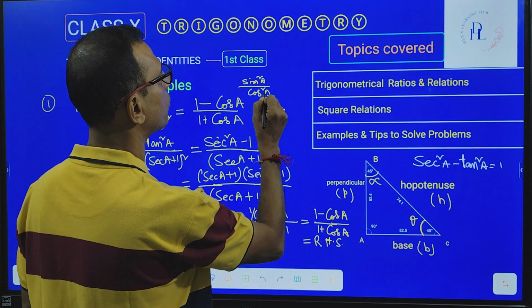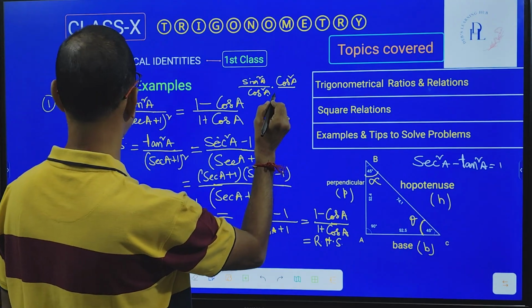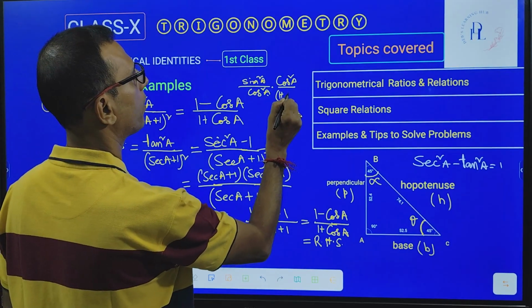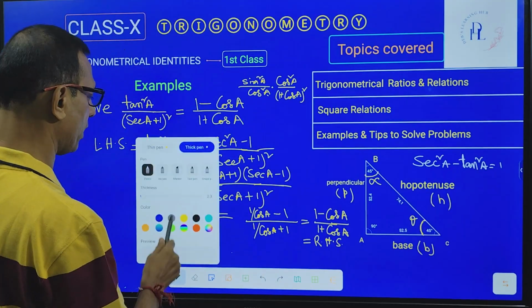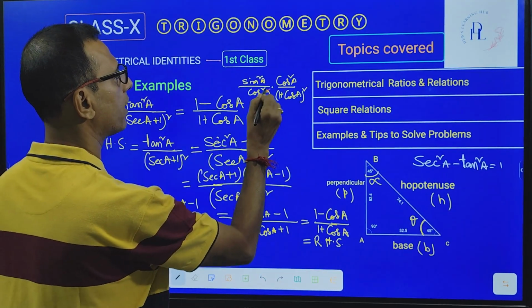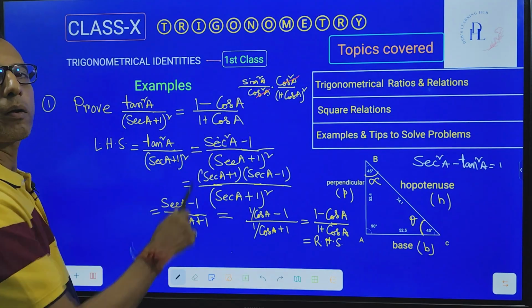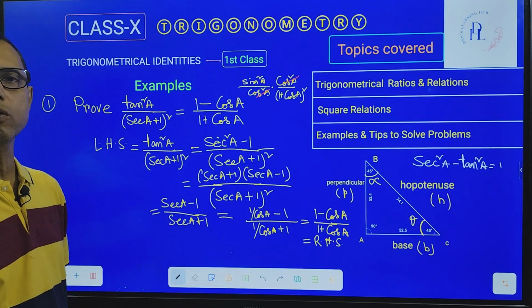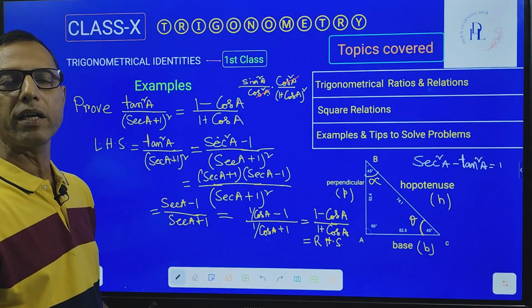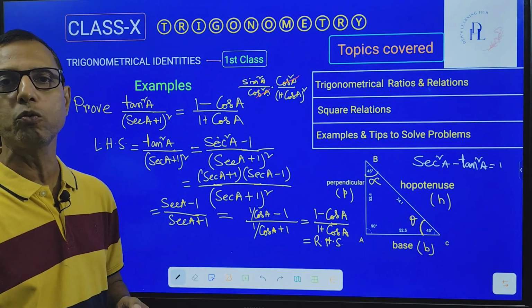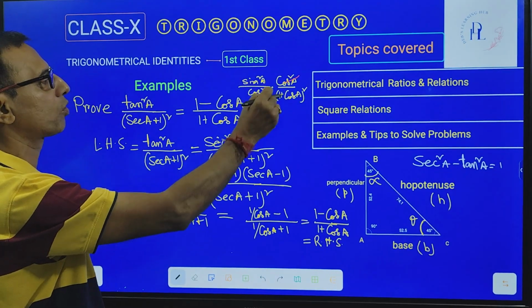That means this is cos square A by 1 plus cos A whole square. So cos square A and cos square A, you can straight away cancel. So sin square A by 1 plus cos A whole square. Sin square A means 1 minus cos square A, because sin square A plus cos square A is 1. So 1 minus cos square A, using the A square minus B square formula, is 1 plus cos A into 1 minus cos A, and then you cancel 1 plus cos A from the denominator. So 1 minus cos A by 1 plus cos A.